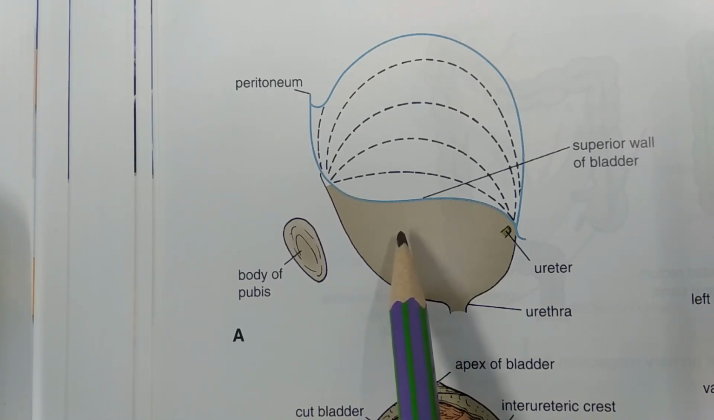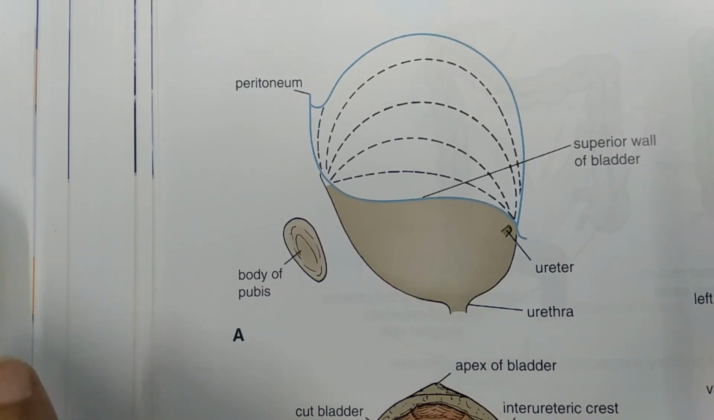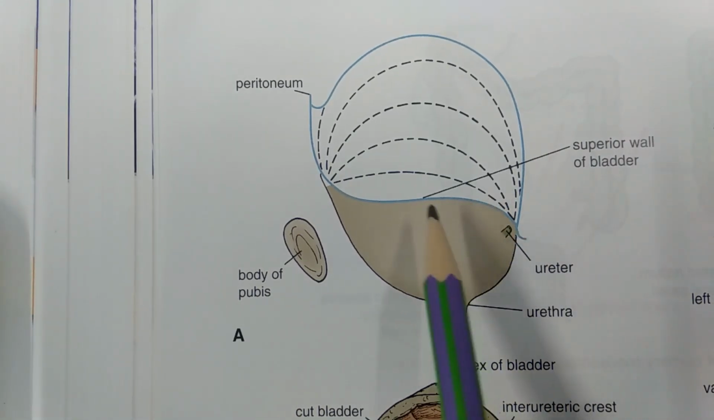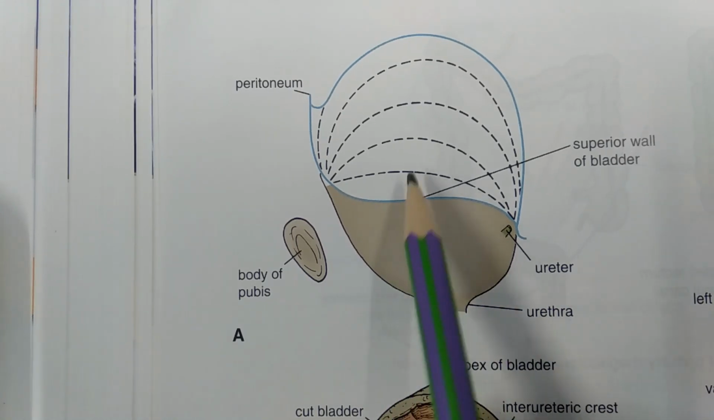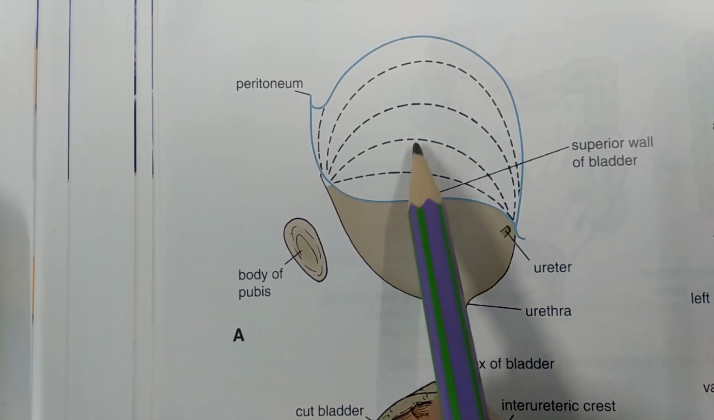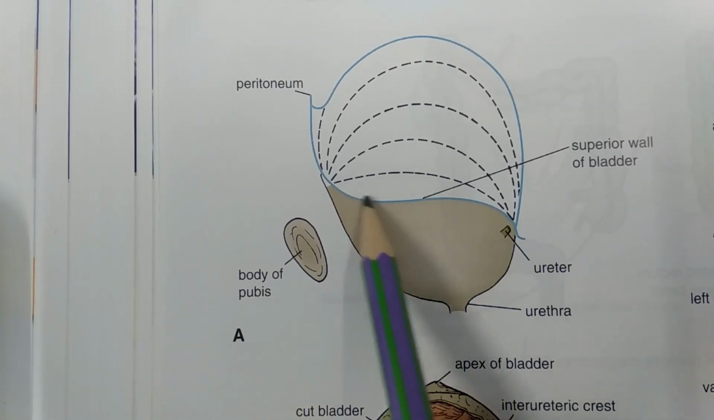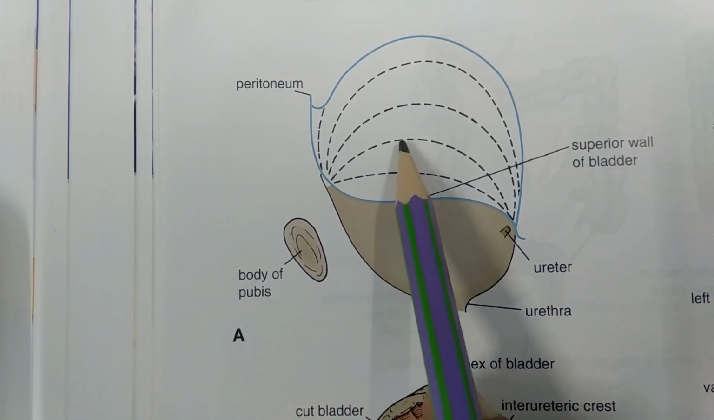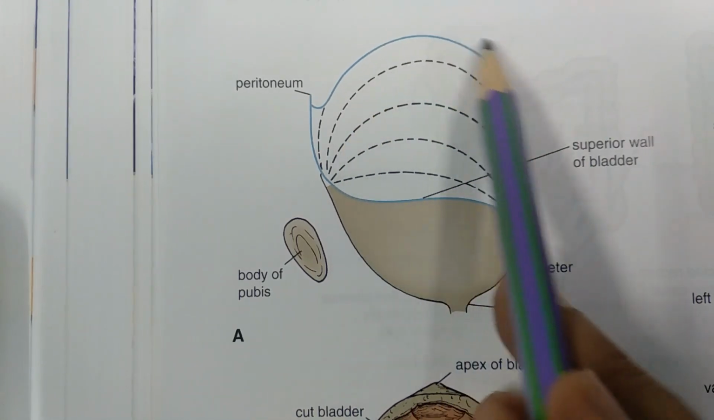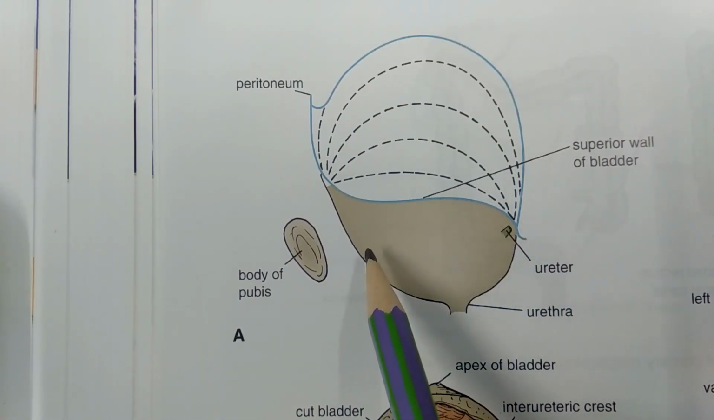Later on, when the pelvic cavity enlarges in size, the bladder sinks into the pelvis to take up its normal position as in adults. So this is a picture showing the normal enlargement of the bladder according to the amount of urine. Its superior wall rises up and goes into the hypogastric area.